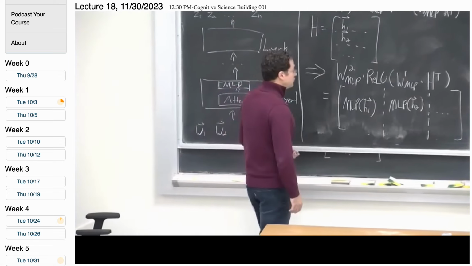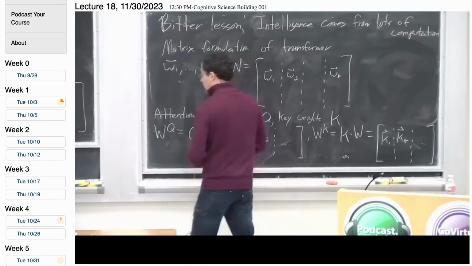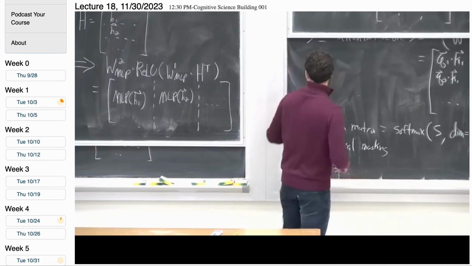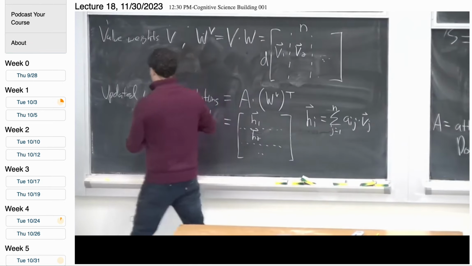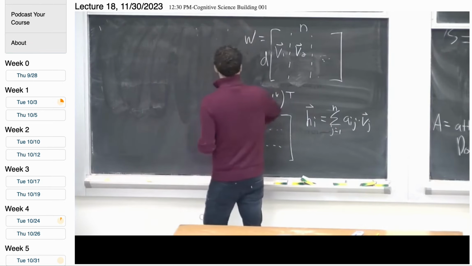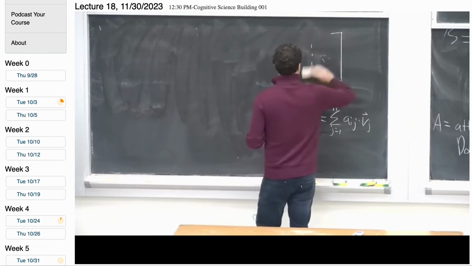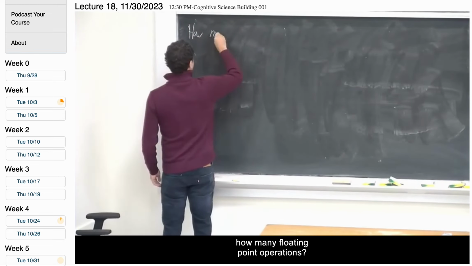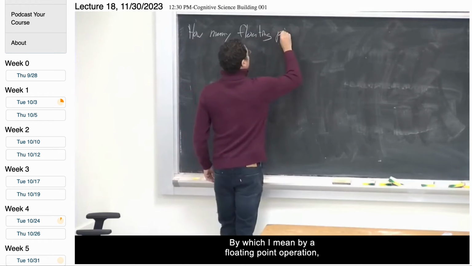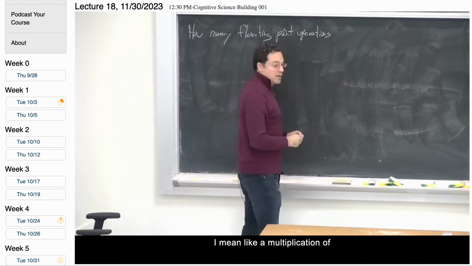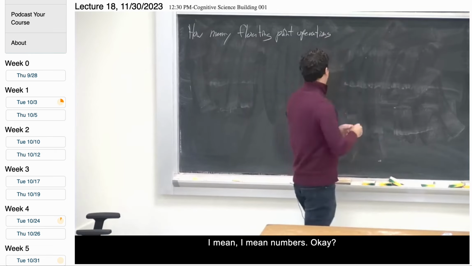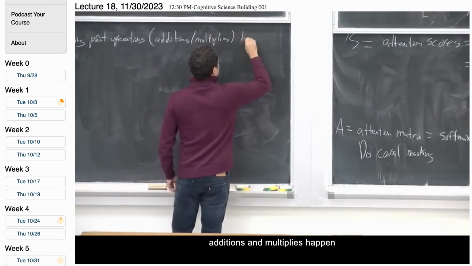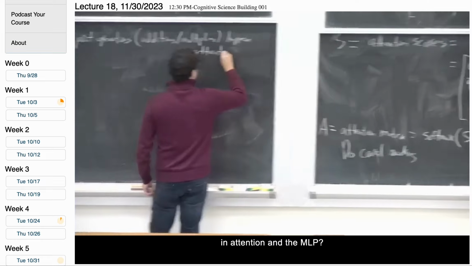Let me talk about one more thing. What I want to ask now is how many floating point operations, by which I mean a multiplication of two numbers or an addition of two numbers. I don't mean matrices, I mean numbers, okay? How many floating point operations, so additions and multiplies, happen in attention and the MLP?